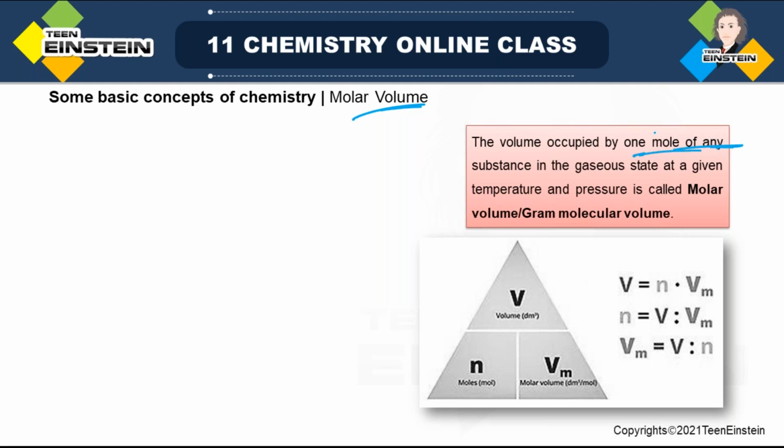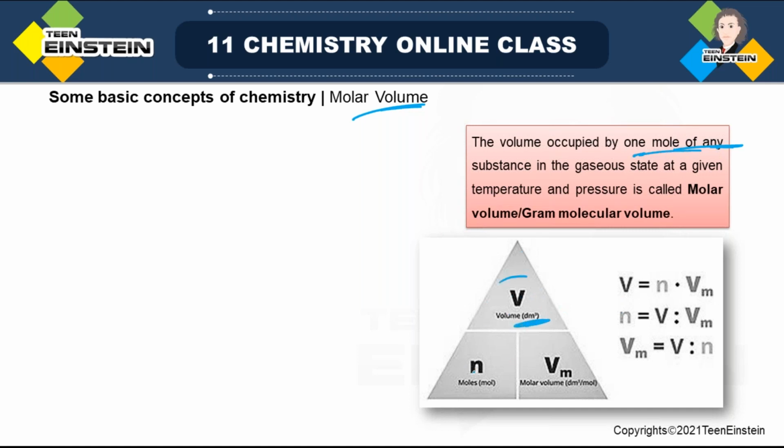So the volume occupied by 1 mole of any substance in gaseous state at a given temperature and pressure will be called molar volume or gram molecular volume, but mostly we use the term molar volume. And it is only applicable for gases, because when we are saying volume, obviously it is applicable for gases, right? So normal volume is indicated by V.